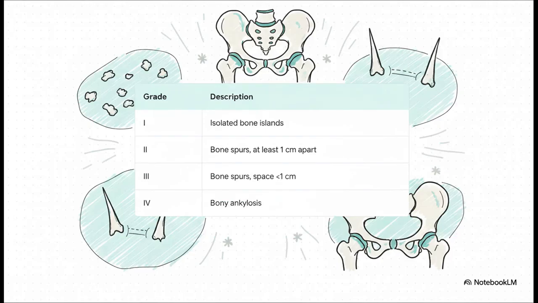You're also going to need a way to grade this condition. Make sure to keep the Brooker classification in your back pocket. It's pretty logical. It grades severity based on how much bone has formed. You start at grade 1 with just isolated bone islands in the soft tissue. It progresses to bone spurs bridging the gap in grades 2 and 3, and then maxes out at grade 4, which is complete bony ankylosis between the proximal femur and the pelvis.